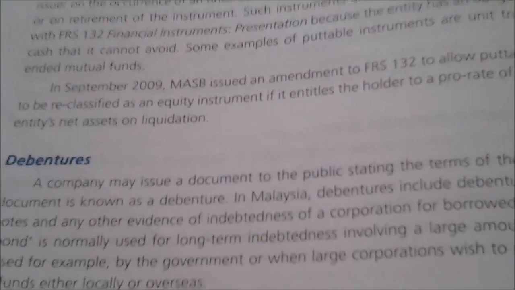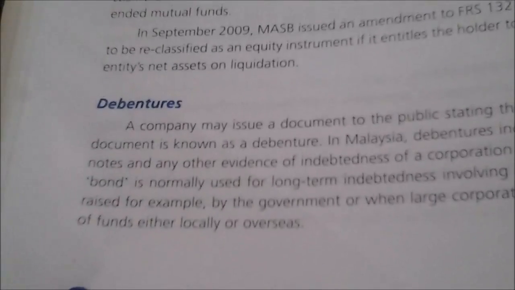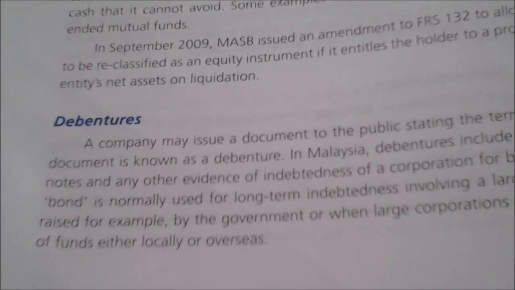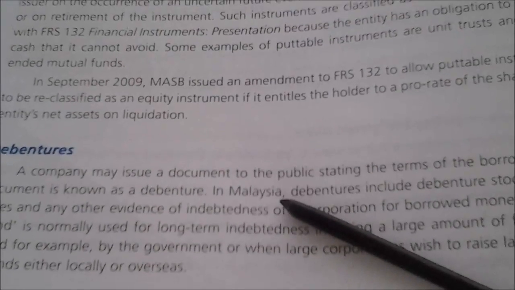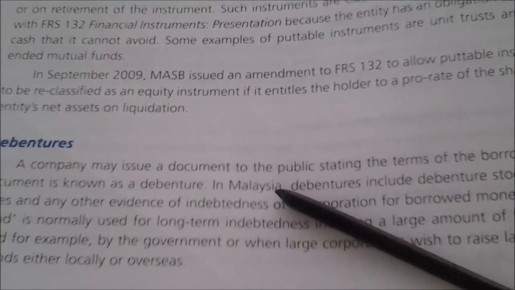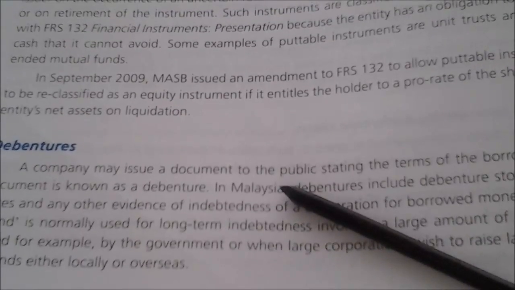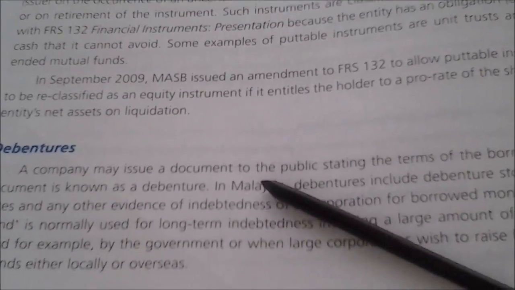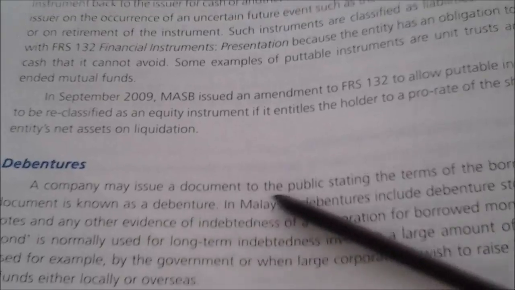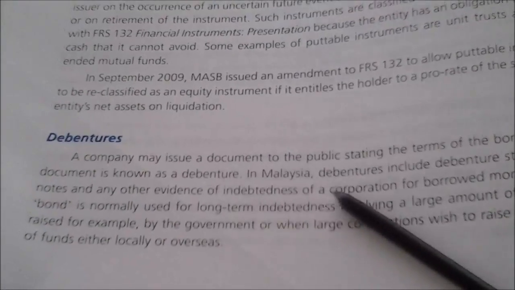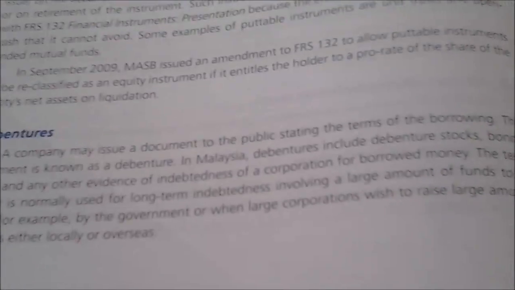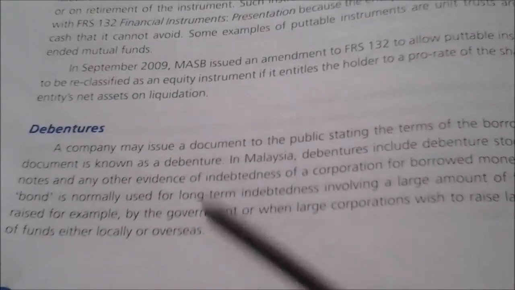Okay, the next one is the one that you will usually be using. The next one will be debenture. Debenture is also another type of loan that the company can offer in order to raise more capital. A company may issue a document to the public stating the terms of the borrowing. The document is known as a debenture. So this is like a bond.